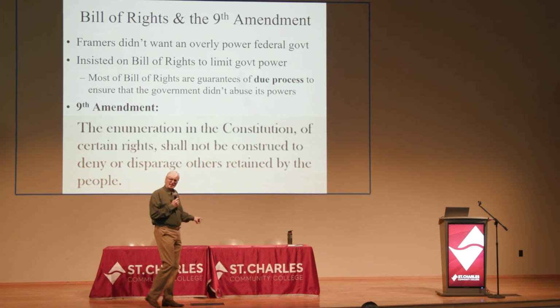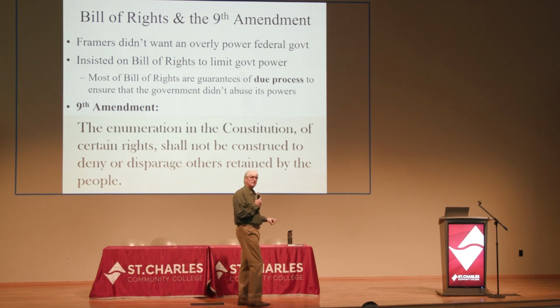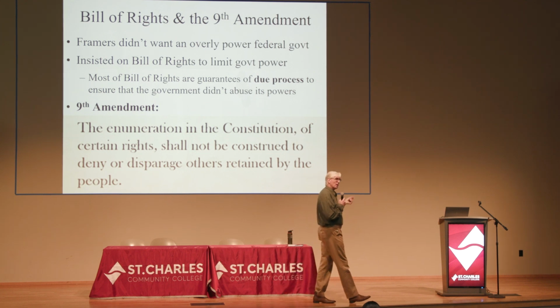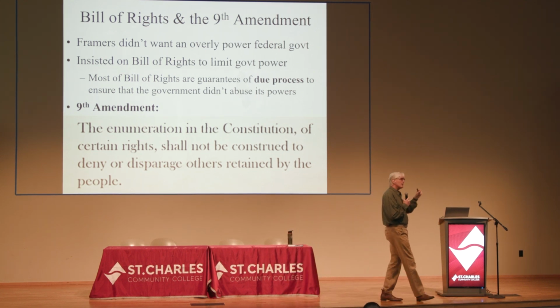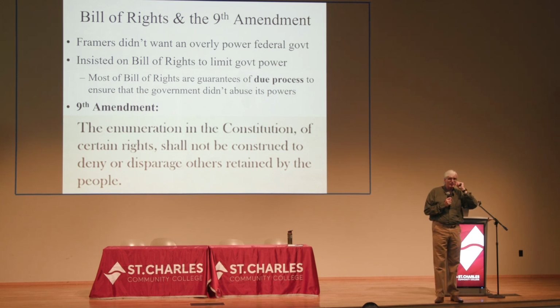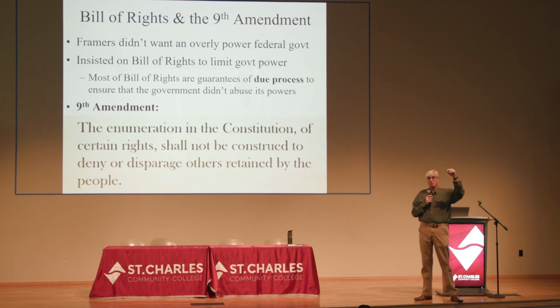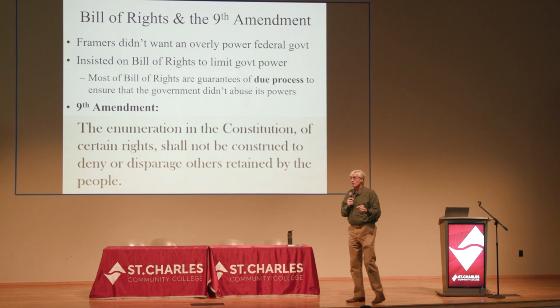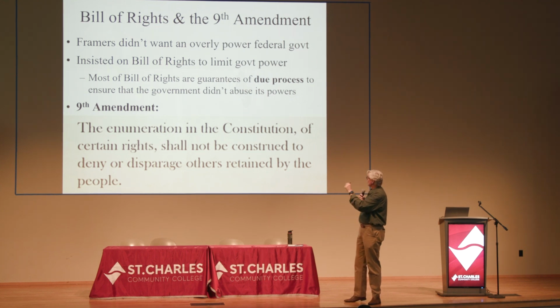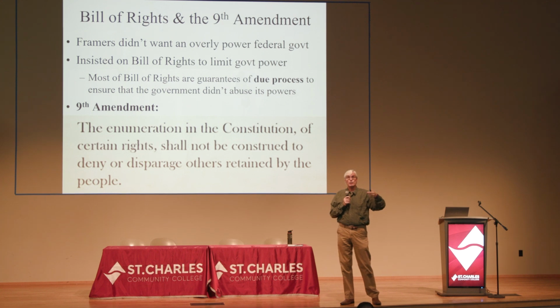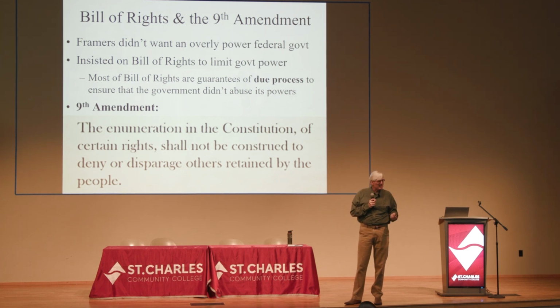So, what does that mean? The enumeration of certain rights shall not be construed to deny or disparage. What is enumeration? What does enumeration sound like? First Amendment, Second Amendment, enumeration. Numbers. So numbering. Just because we numbered and listed a bunch of rights does not mean what? Shall not be interpreted to deny or disparage others retained by the people. So what do you think that means?